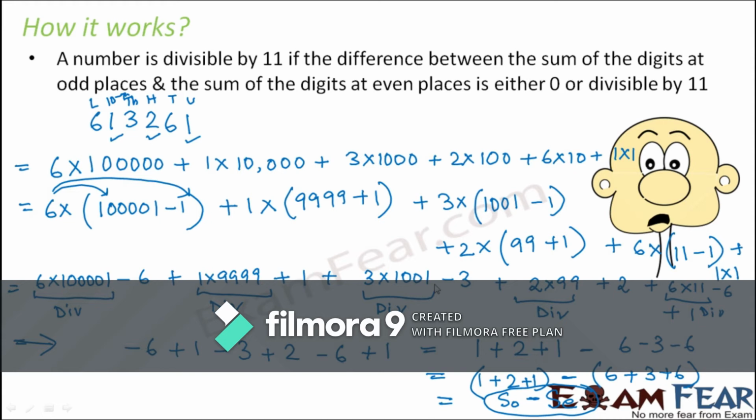So this is the reason that whenever you are asked to find out if a number is divisible by 11 or not, we find the sum of the digits at the odd places, the sum of the digits at the even places, and then subtract them to see if the difference is either 0 or divisible by 11. In that case, the number will be divisible by 11. So with this, I think we have covered the divisibility tests of all numbers from 2 till 11.